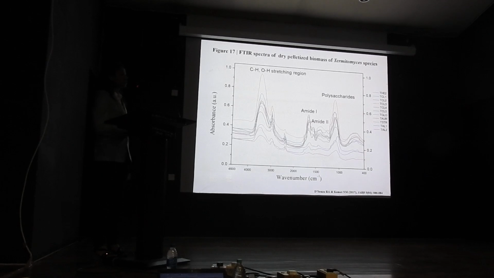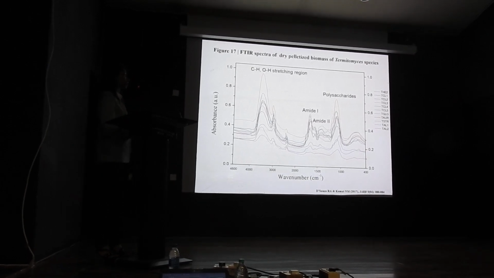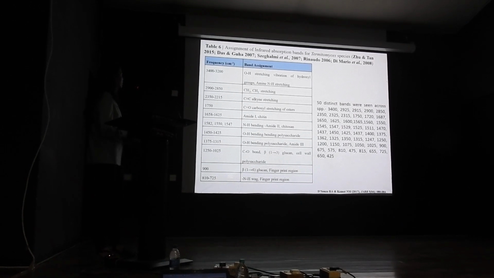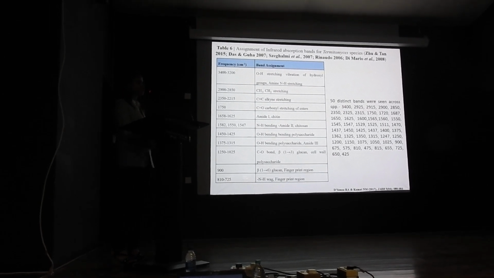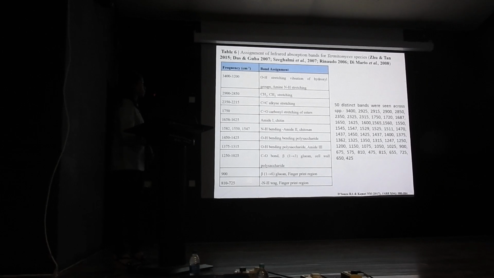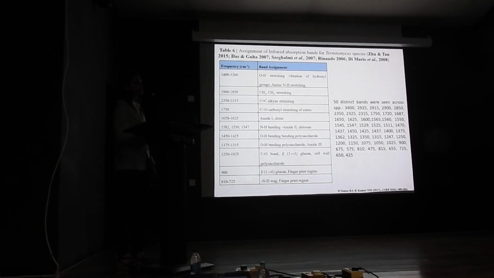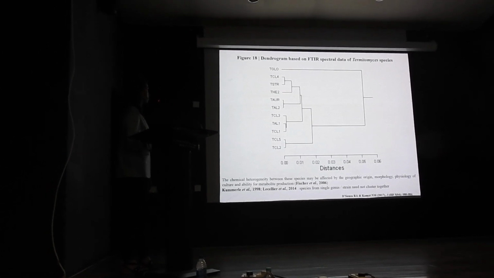Whereas FTIR studies were also done to see the different chemical composition of these cell walls across the species, and the analysis was performed, and the bands were assigned by comparing them to the different published literature. And it was seen that the amide bands were present in the glucans, and the specific chitin and chitosans have also been identified. So a total of 50 distinct bands were seen in the Dermatomyces species.